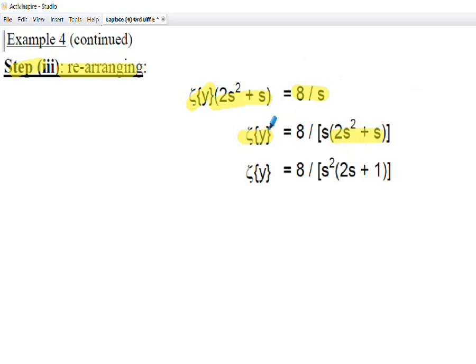And all I've done on the next line is just factorise the bracket on s. I've just taken s outside the bracket, so I get s squared outside, and that leaves me 2s plus 1 inside the bracket. So a little bit of factorisation on the denominator there.